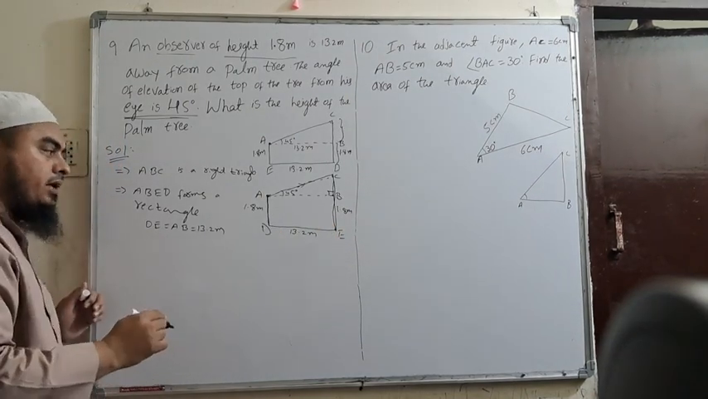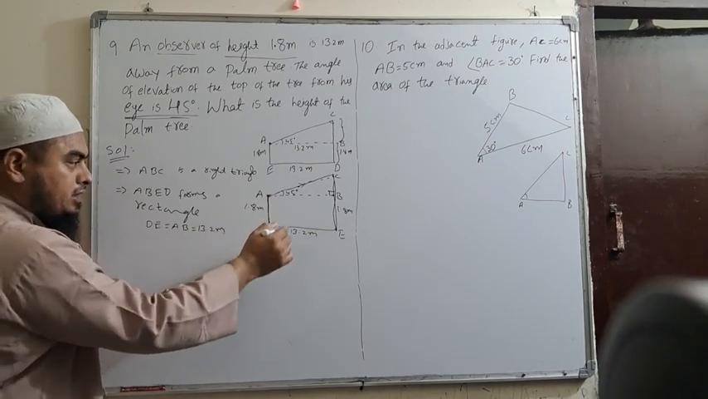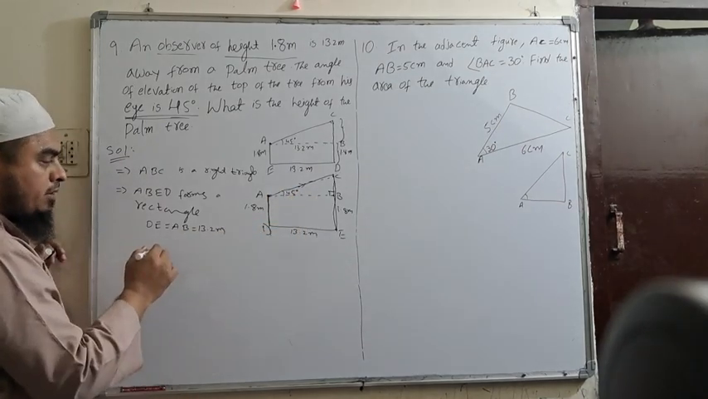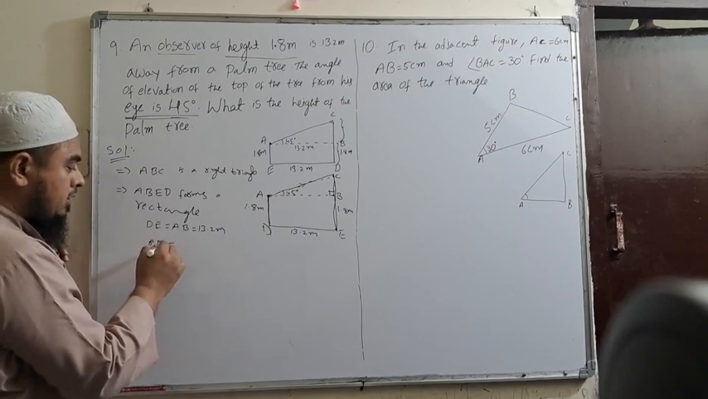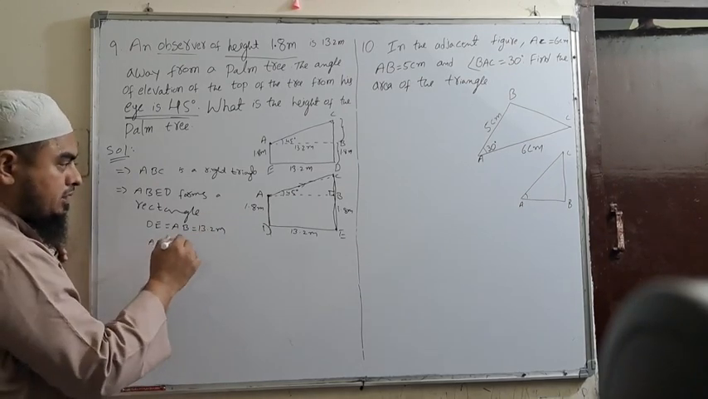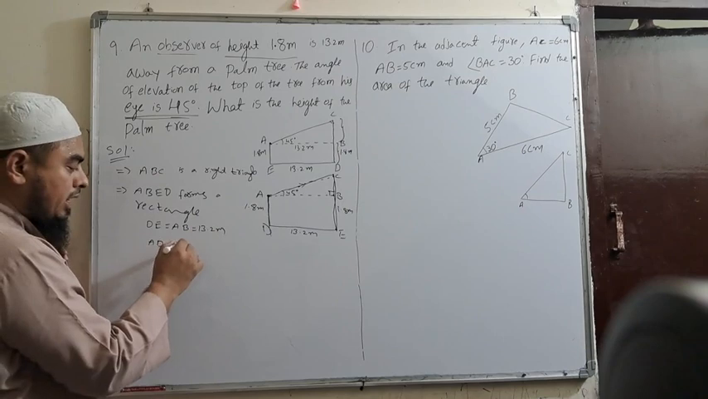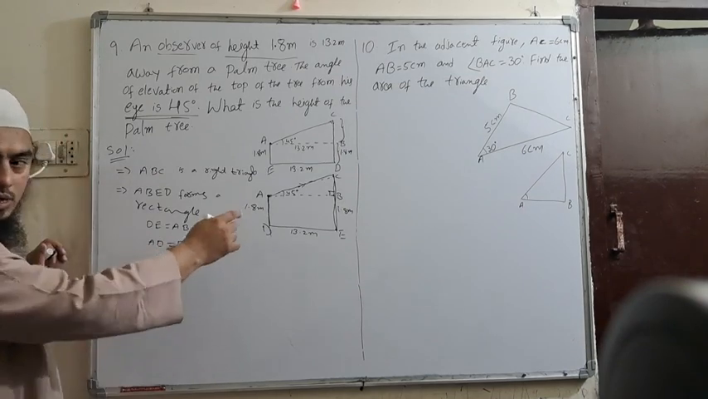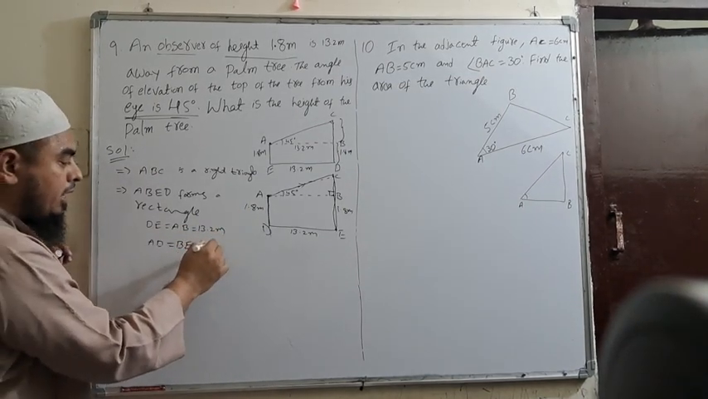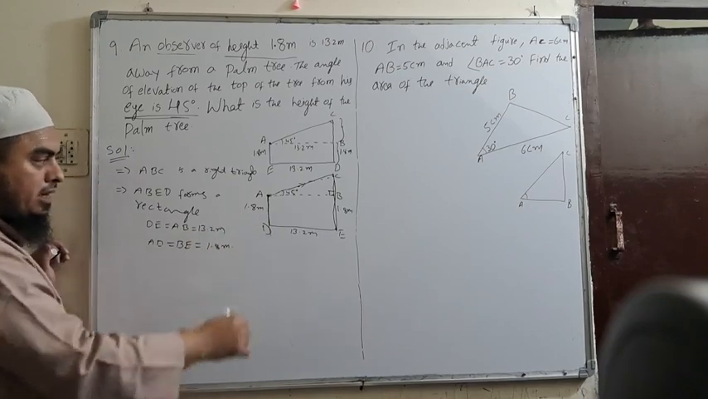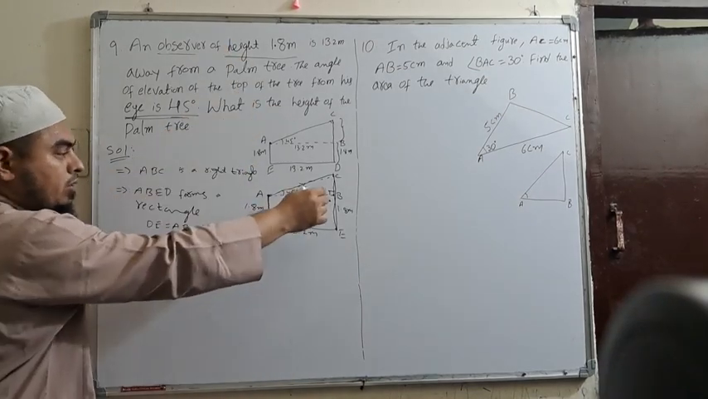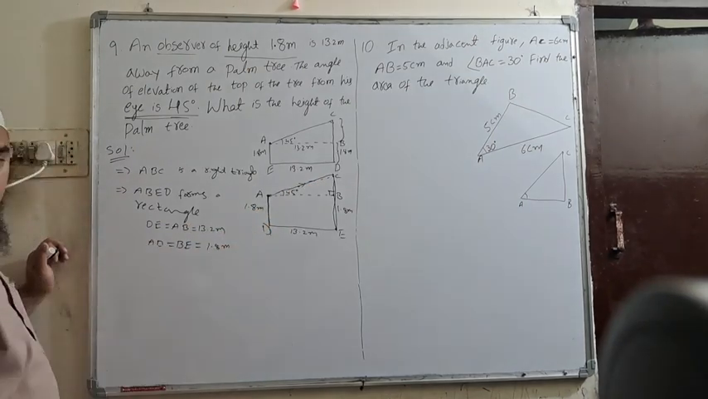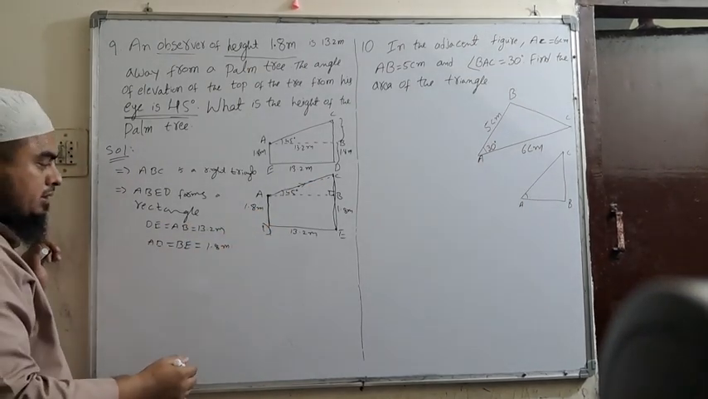So that is DE. Now AD is parallel to BE and opposite to each other. So AD is equal to BE, and we know that it is 1.8 meters. This is the height of the person. AD is the height of the person who is standing. So BE, being equal to AD, is 1.8 meters.